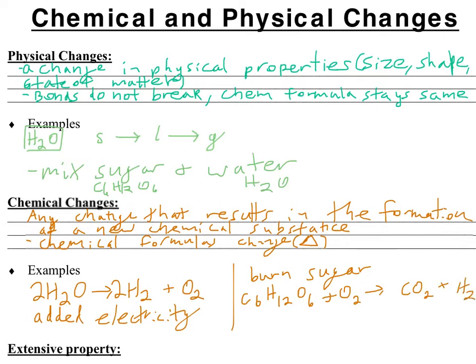Let's get that O2 on there. Balanced out, I would have 5 O2s, 6 CO2s, and 6 H2Os. Notice that in these chemical changes, new compounds, new substances have been formed, and these chemical formulas have changed.